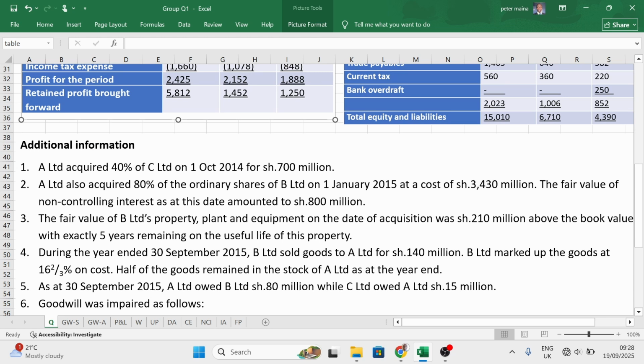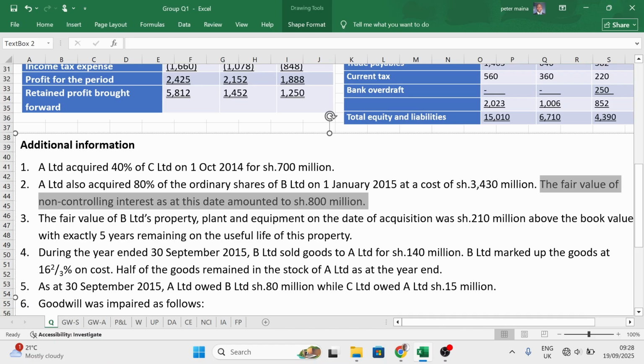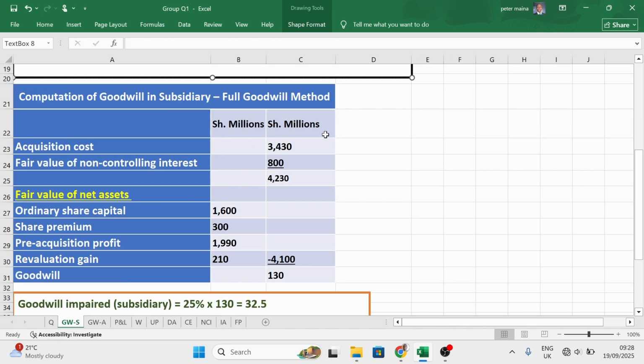According to point number 2 in the additional information, we were given the fair value of non-controlling interest as at the date of acquisition was 800 million. As long as you are given the fair value of non-controlling interest, it means you are supposed to use the full goodwill method. And when you are using the full goodwill method, we don't take the parent share because this is goodwill for the entire company, for both the parent and the minorities.